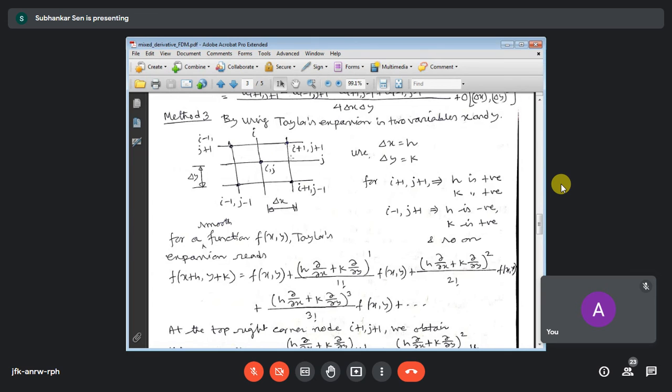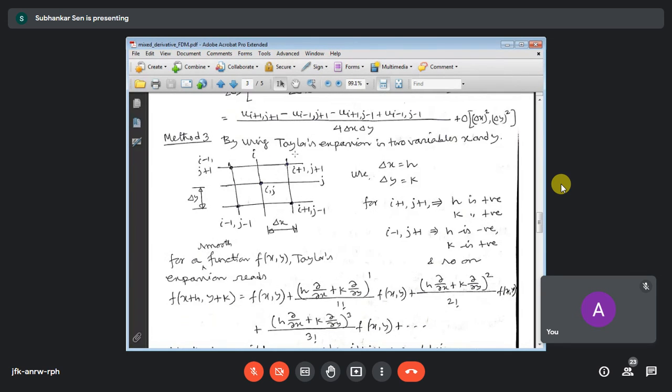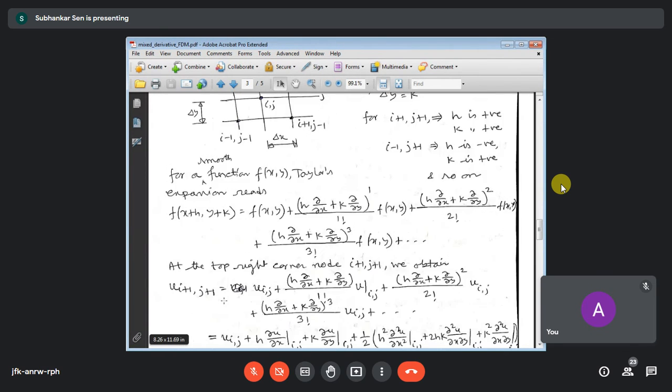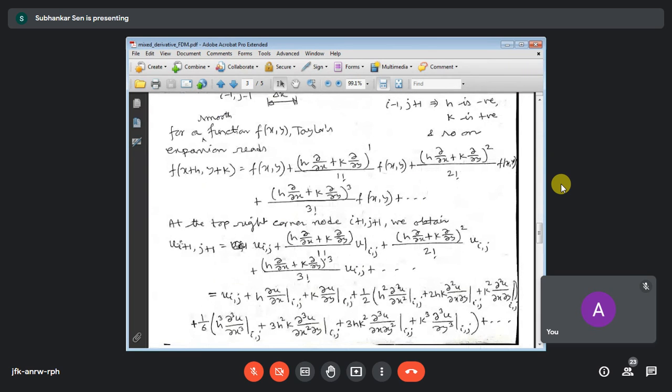When we are showing the first example for u at i plus 1, first we want to deal with this term, u at i plus 1, j plus 1. It means u at x plus delta x comma y plus delta y, which is equivalent to u at i plus 1, j plus 1. This is u ij, the same thing I am writing here. u ij plus h del del x plus k del del y by factorial 1. So f of x, y is u ij, u at node ij. This is the first derivative part, the first order term.